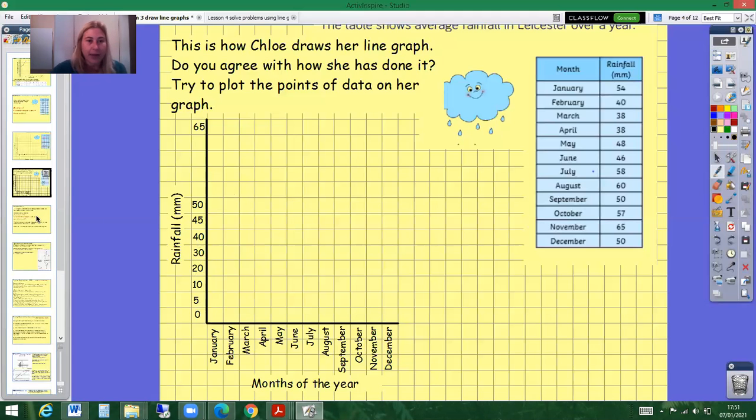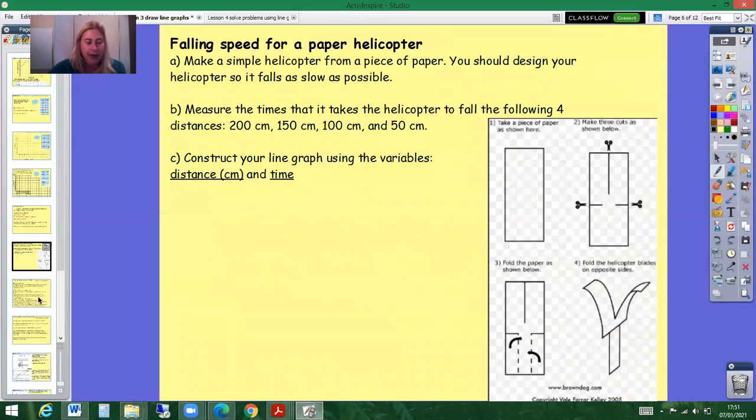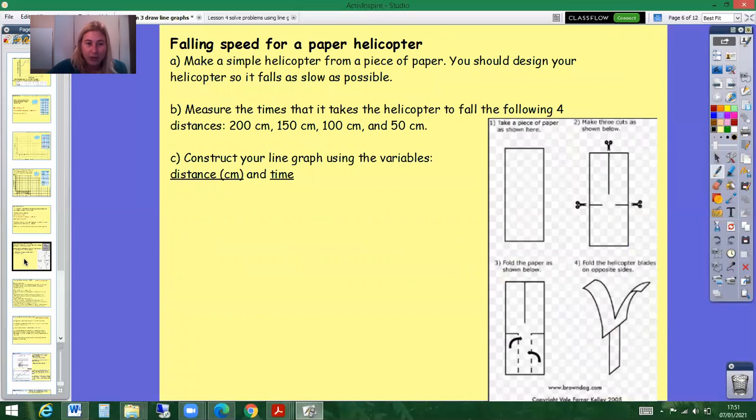Okay, super. Now you've got some independent practice. So there are 3 experiments over the next 3 pages, and I want you to choose one of those to collect some data, and then I want you to present that data on a line graph, thinking about what we've just discussed. Remember the key questions, and remember that you'll need to label and number each axis, and then include the right units, and then plot the points and connect them all together. So just to whiz through them, this one is one that you should be able to do on your own, hopefully, if you've got paper and a ruler.